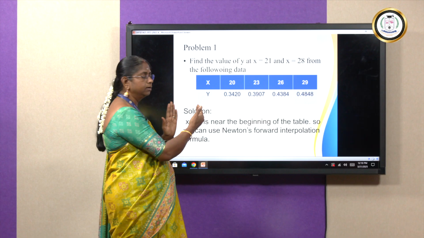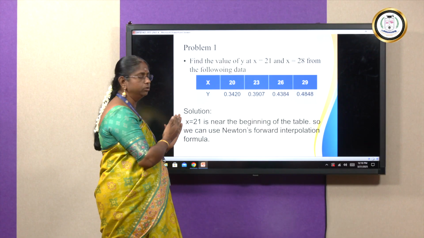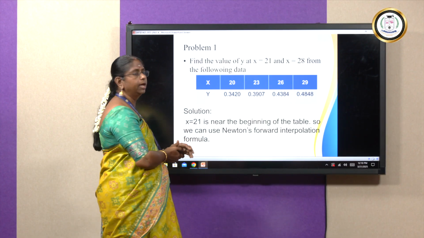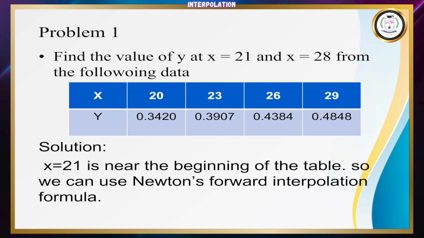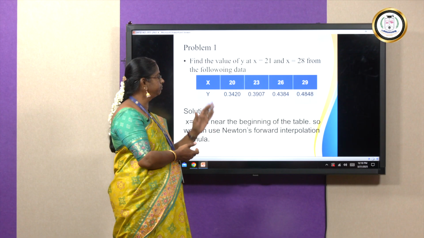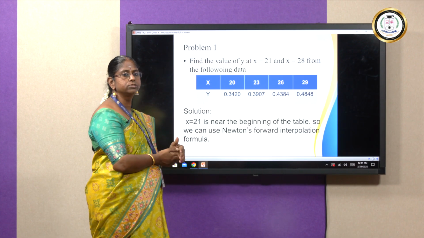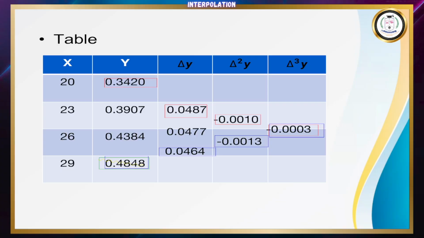So, I can divide the table into two parts, 2 plus 2. So, the first half I took. From that I have x is equal to 21. So, that is why I may use Newton's forward interpolation formula. And what about x is equal to 28? That is in the second half. Between 26 and 29, I have 28. So, I may use the backward interpolation formula. The reason is given here. So, after finding which formula I have to use, then you should form the table.